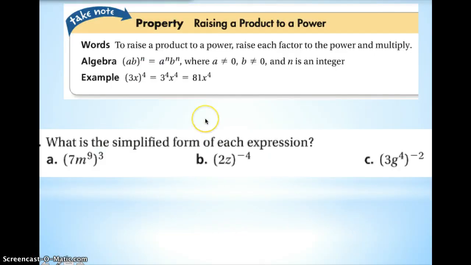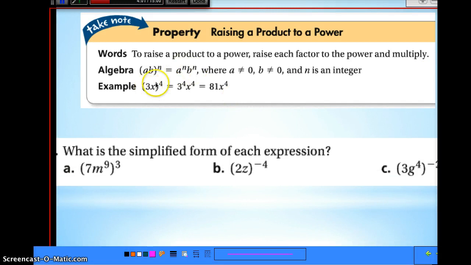Raising a product to a power. This is where you have more than one digit or variable within the parentheses raised to a power. Notice what's happening here is this 4. There's really an exponent of 1 here and 1 here. So it's 1 times 4 is 4. 1 times 4 is 4. 3 to the 4th is 81. And x to the 4th is x to the 4th.